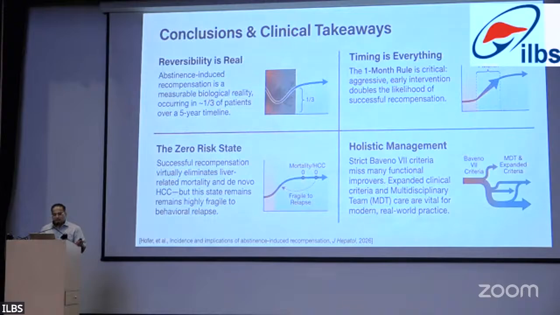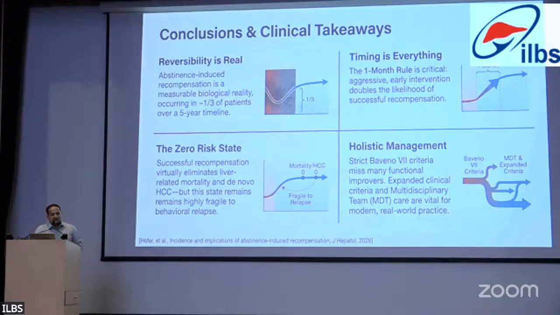So this will be my last slide. To conclude, the key takeaway is that reversibility in alcoholic liver disease is real. Abstinence-induced recompensation is a measurable reality. It occurs in nearly one-third of the patients at a follow-up of 5 years. And timing is very important. It is everything. The 1-month rule is critical. Aggressive and early intervention doubles the likelihood of successful recompensation.